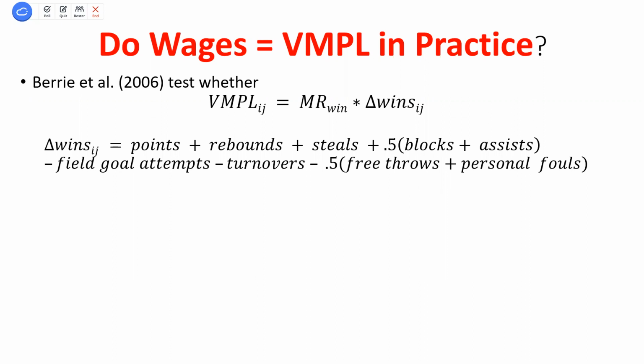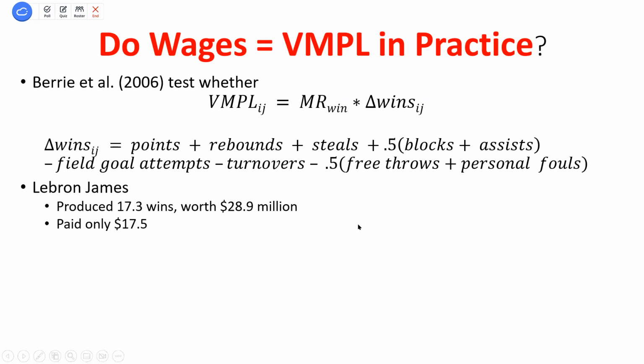Once I know that, if I can figure out the marginal revenue per win for each of these teams, I can figure out how much these players should be paid. That's what they do. They had some revenue data. They did this for the average team, which is a little bit naive because we know every team is going to have a slightly different demand curve. But if we look at the overall average marginal revenue per win, we can then compare and say, is this player being paid more or less than what they're worth?